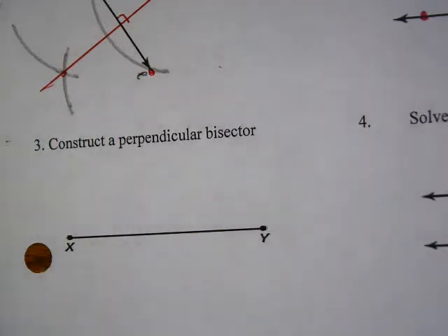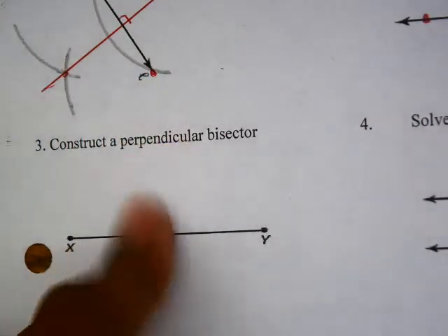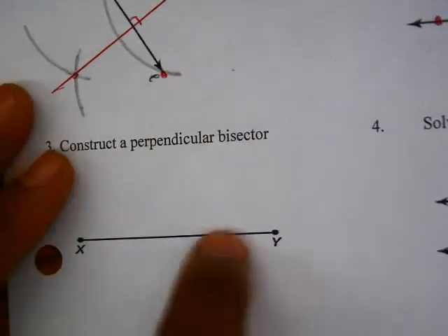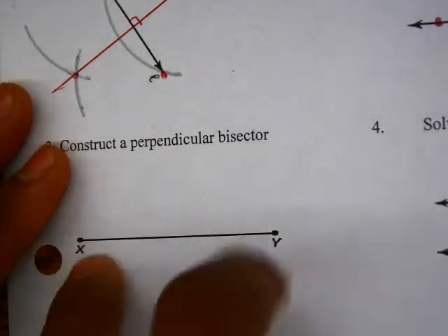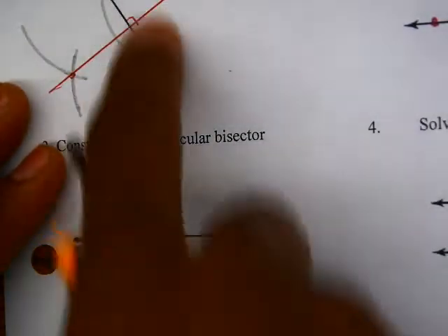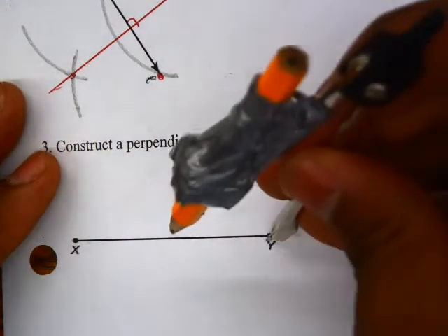In number 3, I'm supposed to construct a perpendicular bisector. Again, perpendicular means to intersect at 90 degrees. Bisector means to cut in half. So I need to cut this line segment in half, at 90 degrees. So I'm looking for a line somewhere here, but exactly down the middle.